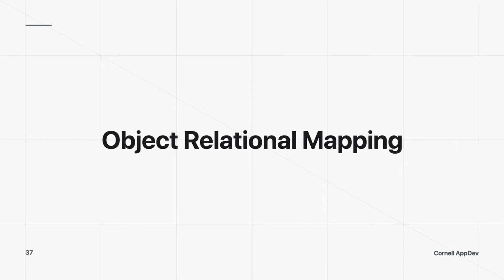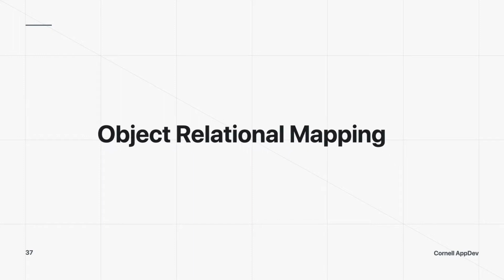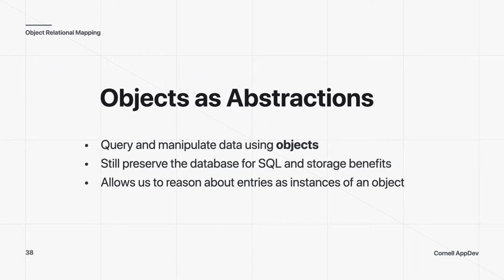So we're going to offer another solution, which is Object Relational Mapping, also known as ORM. So here we're going to treat our objects as abstractions, meaning we're going to treat rows and columns as objects, and we're going to abstract that away from directly manipulating our database. So we're not really going to be using SQL commands.